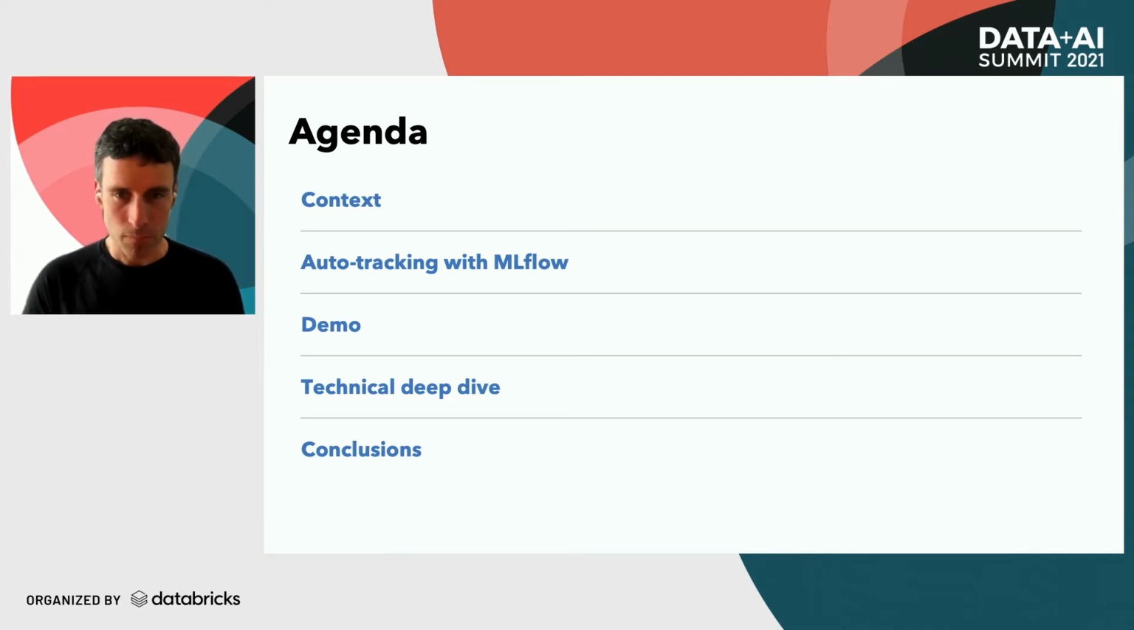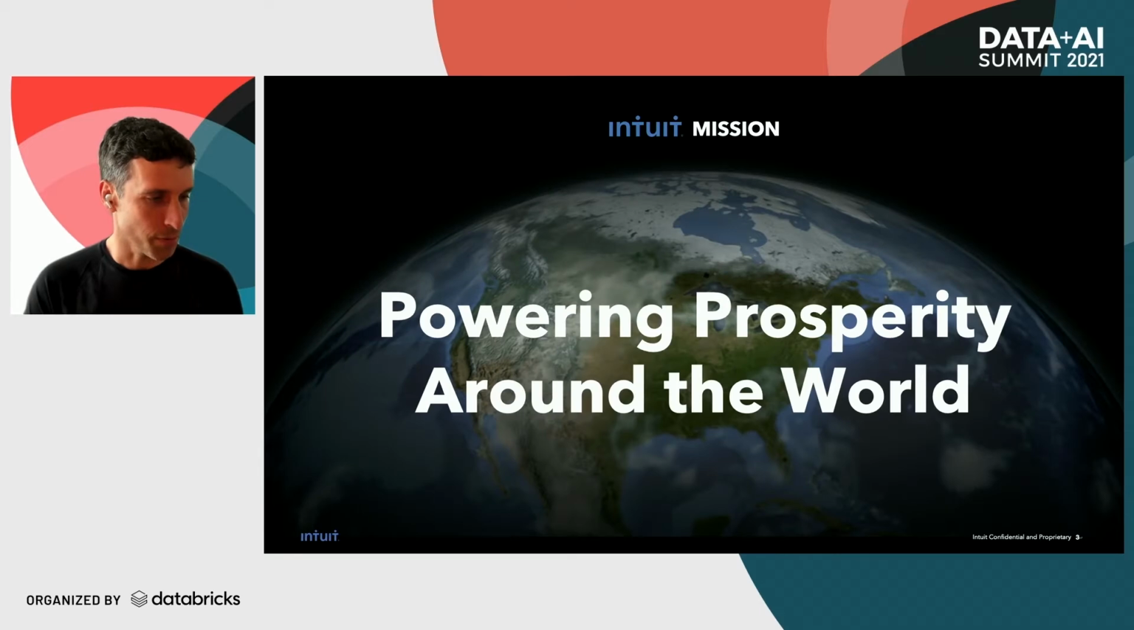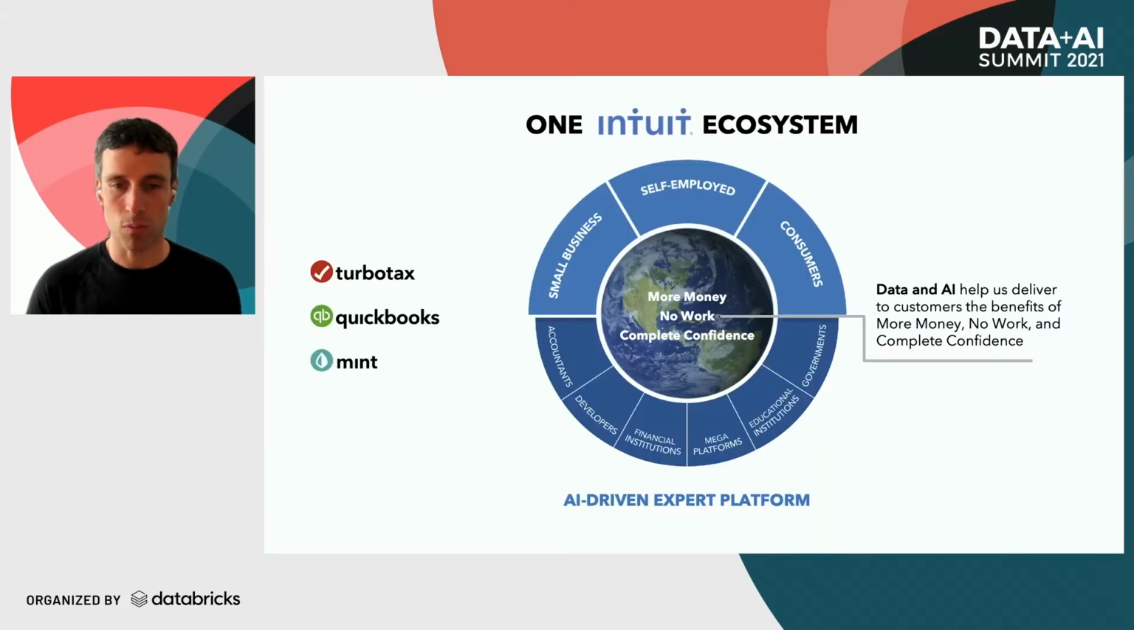So you may have heard of Intuit. We make TurboTax, QuickBooks, and Mint. Our mission is to power prosperity around the world, and we do that in a couple of different ways. We think of ourselves as an AI-driven expert platform where we use data and AI to help our customers have more money, do less work, and have total confidence in our products and how they're using our products.